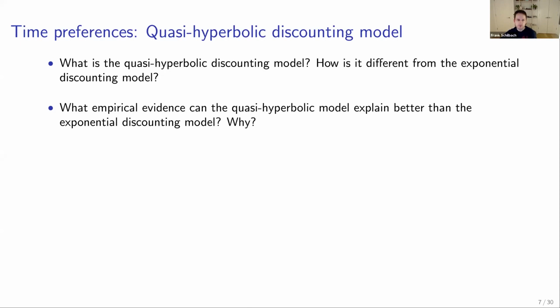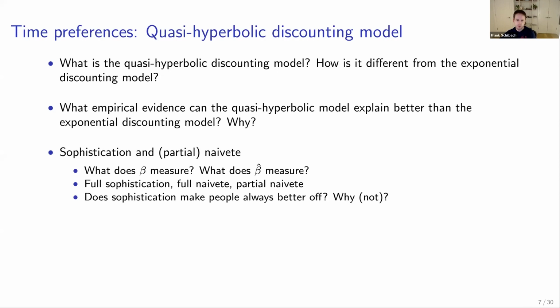These are some of the assumptions of the exponential discounting model. For example, one of the key assumptions is that there are no preference reversals, and we discussed that in detail. Then, of course, you need to know in the quasi-hyperbolic discounting model, what is sophistication, what is naivete, and what is partial naivete. So what does beta measure? What does beta hat measure? What is full sophistication, full naivete, and partial naivete?